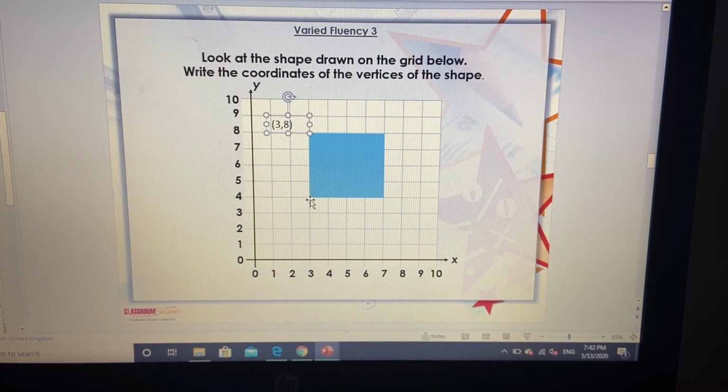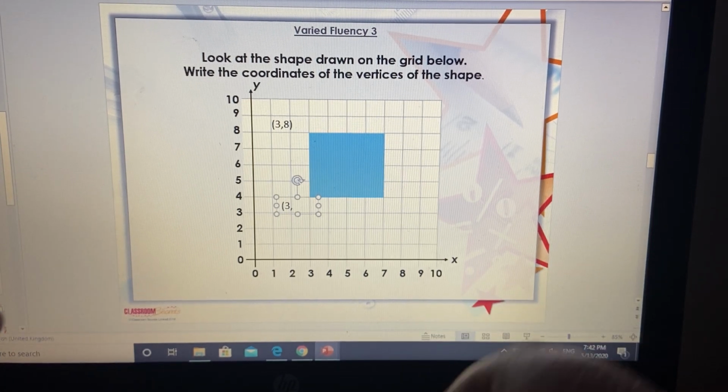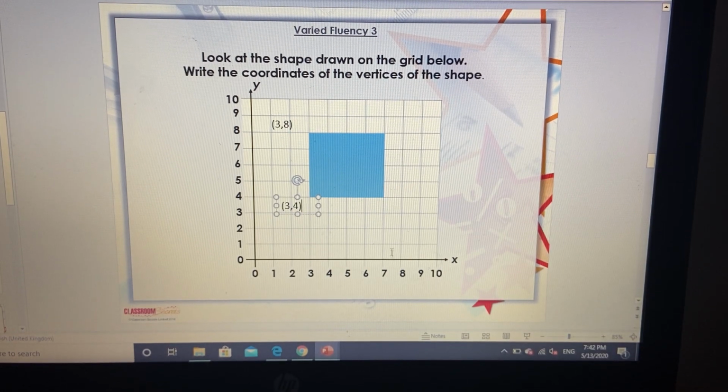I can then do it for this bottom left corner. I'm going to go along the corridor, along the x-axis, which I get to 3, and up to 4. And here I will be able to write the coordinates 3, 4. Now what I would like you to do at home is pause the video and try to work out the coordinates for the 2 vertices on the right hand side.